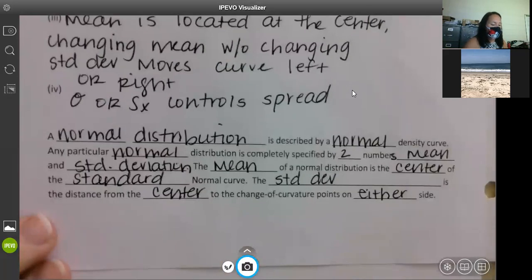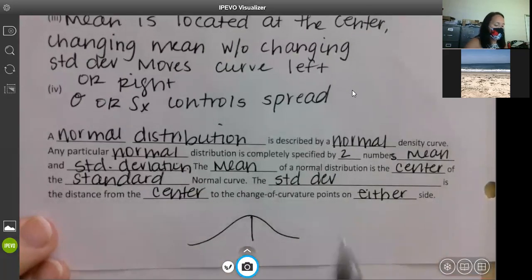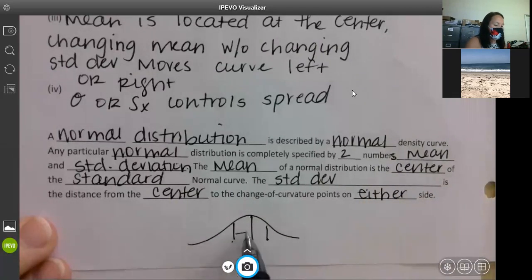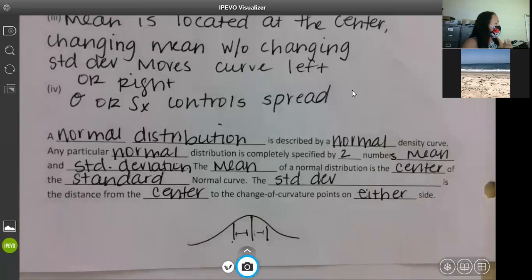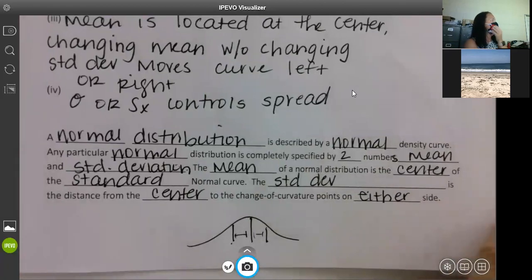All right, so that little part, just to help describe it: if you're talking about the normal, the center is going to be the mean, and then the standard deviation is going to be on either side the same distance from the mean. That's all that little paragraph's saying. Okay. Everybody good? Good now? Everybody else okay? All right.